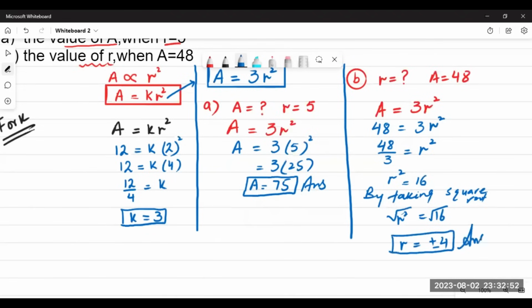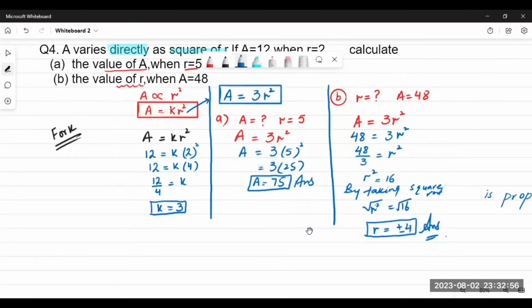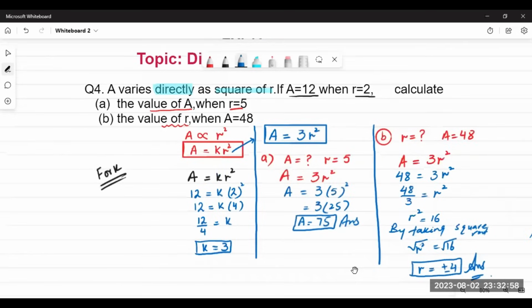So I'm going to minimize. You can see the whole question here. This is your whole question, question number 4. First of all, identify direct variation, write the equation according to direct variation, solve it for K, then substitute the K value in the first equation, solve it for the A part, and then solve for the B part. Thank you so much. I hope you understand.